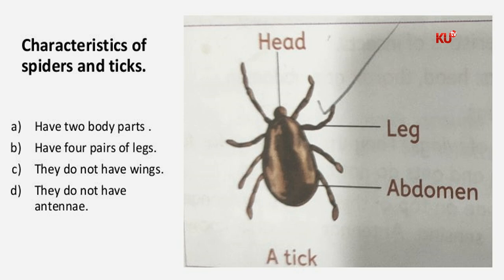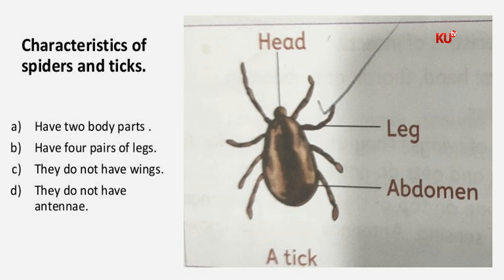Then, how many pairs of legs? Spiders and ticks have 4 pairs of legs, and remember, a pair means 2. So when I say 4 pairs of legs, it means a total of 8 legs. All spiders and ticks, they fall in the same category of spiders and ticks, and they have 4 pairs of legs. Apart from the 4 pairs of legs, spiders and ticks do not have wings.